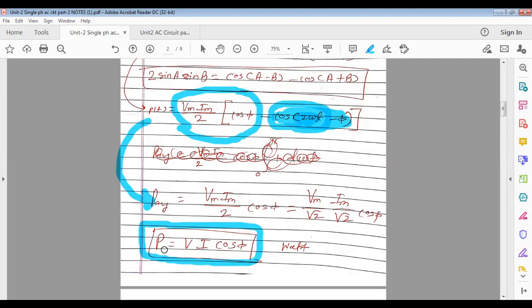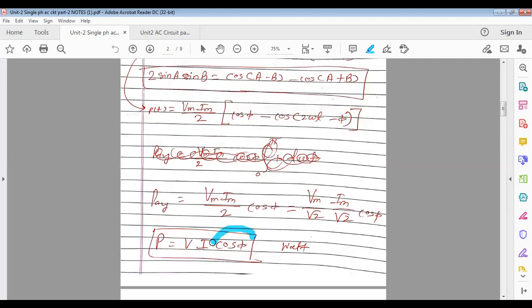For purely resistive, what did we get? Cos phi. For a purely resistive circuit, what did we get? Cos phi is 1. Right? So what will you get for the purely resistive formula for power? V into I, and that we derived over there. Okay. So no need to keep different formulas in your mind. Only keep one formula: capital P is equal to VI cos phi.